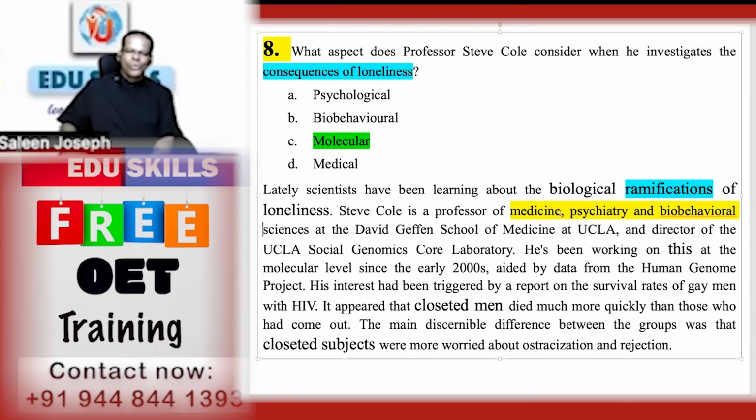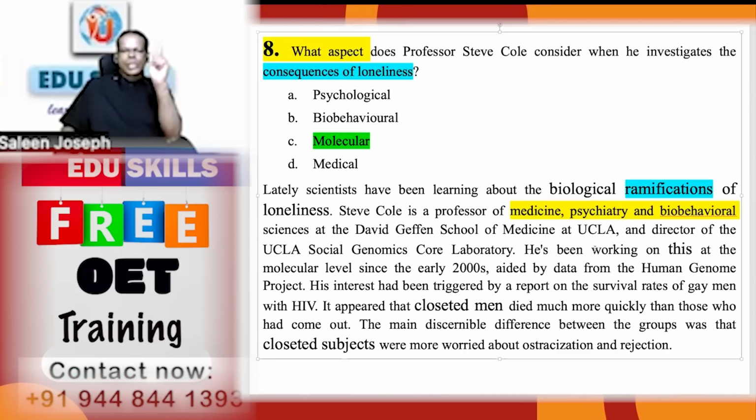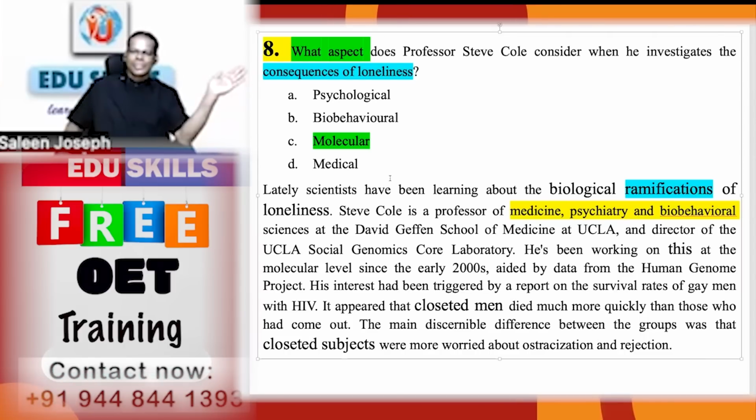Now, as you have seen, what is his concern? Here, you have to identify what aspect Professor Steve Cole considers when he investigates. What aspect? That's also important. They are asking for one aspect, not one branch or big department. So psychology, bio-behavioral and medicine are three departments, and he is going to study one aspect of one of these departments.